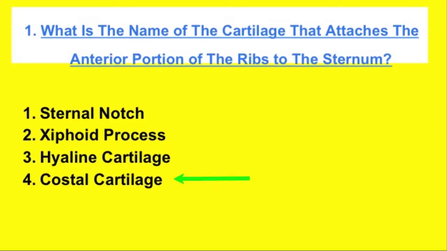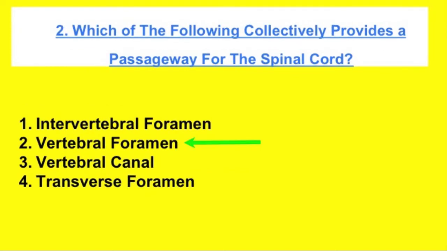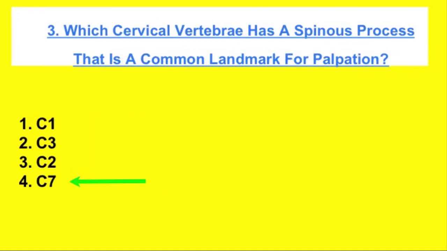Question 1. What is the name of the cartilage that attaches the anterior portion of the ribs to the sternum? The answer is 4. Costal cartilage. Question 2. Which of the following collectively provides a passageway for the spinal cord? The answer is 2. Vertebral foramen. Question 3. Which cervical vertebrae has a spinous process that is a common landmark for palpation? The answer is 4. C7.